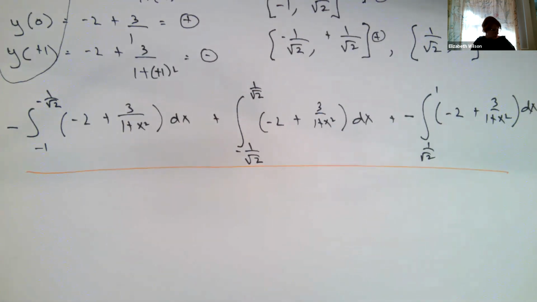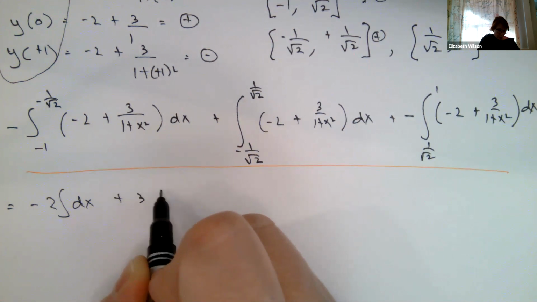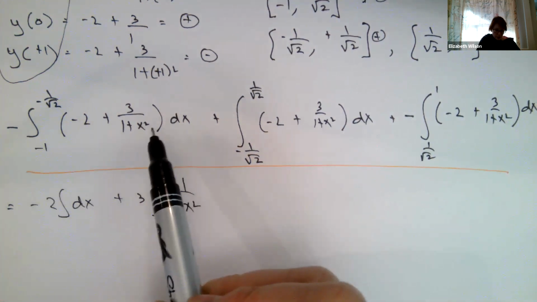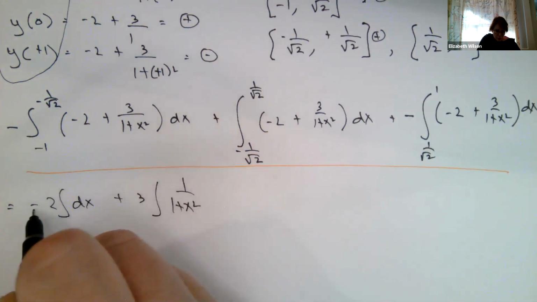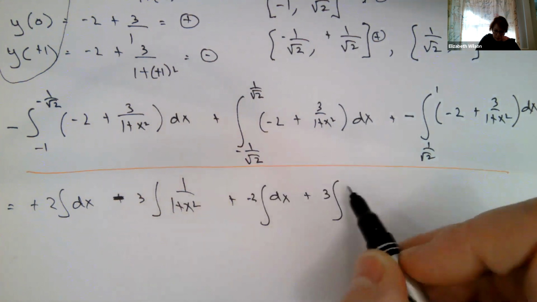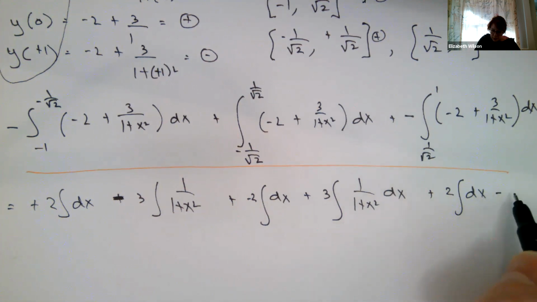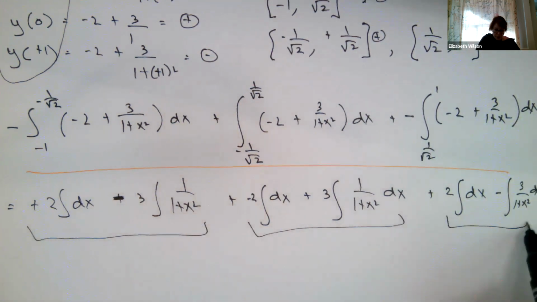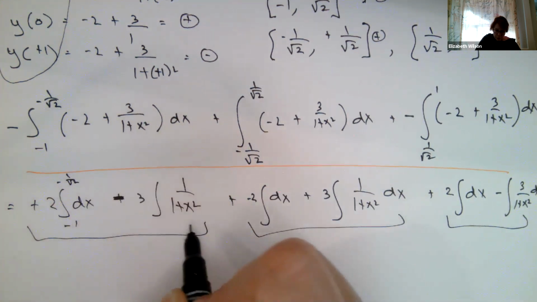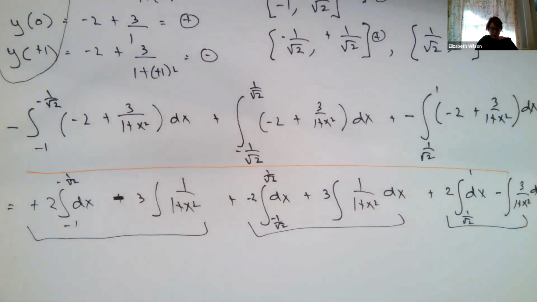And now we have to figure out our antiderivative. There's some algebra going on here. It's basically going to be -2 dx plus 3 times 1 over 1 plus x squared. So I distributed these numbers here. This is minus minus, this becomes positive, that becomes negative. Plus, this is a -2 dx plus 3 over 1 plus x squared dx. Minus minus becomes positive. Minus 3 over 1 plus x squared dx, right? And so this is our first region, second region, third region. So -1 to -1 over radical 2, -1 over radical 2 to positive 1 over radical 2, and this is 1 over radical 2 to 1. I just distributed the negative.